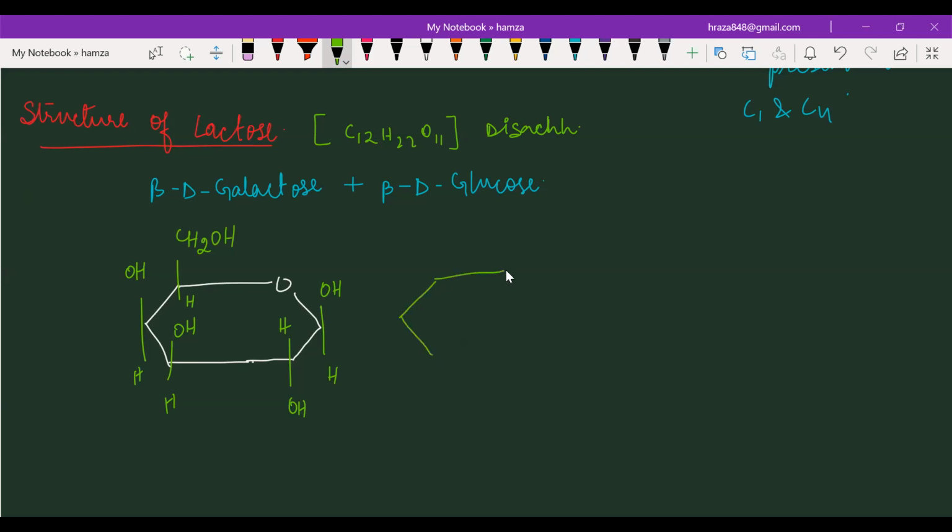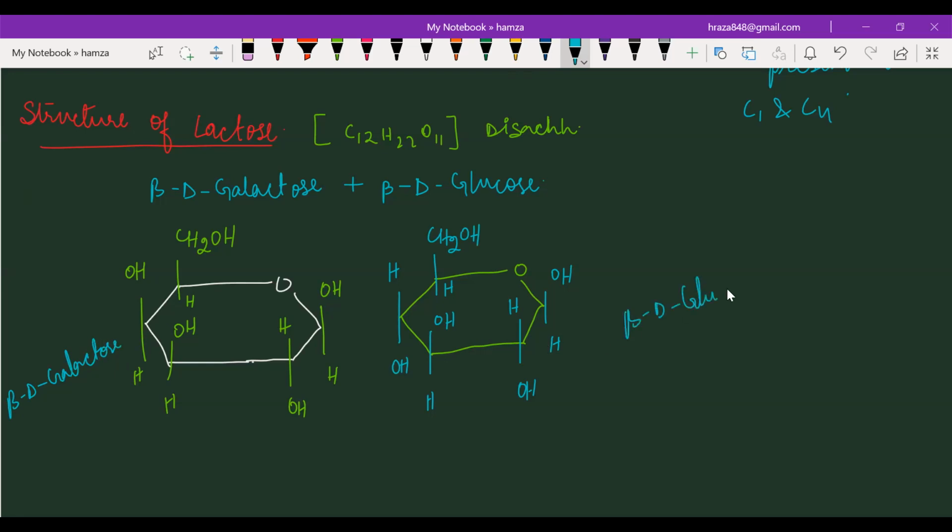beta D glucose. You know beta D glucose already, so I'm also going to write its whole structure. This is H. This is OH. This is OH. This is H. This is H. This is OH. This is OH. This is H. And also this is H, and this is CH2OH. So this is beta D galactose, and this is beta D glucose. So it's very easy to understand.